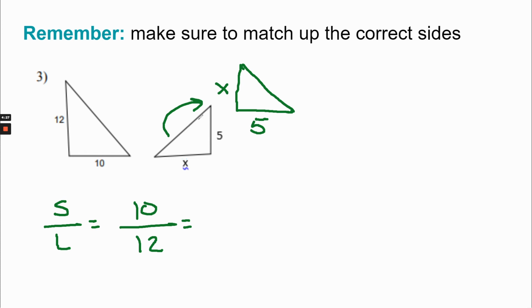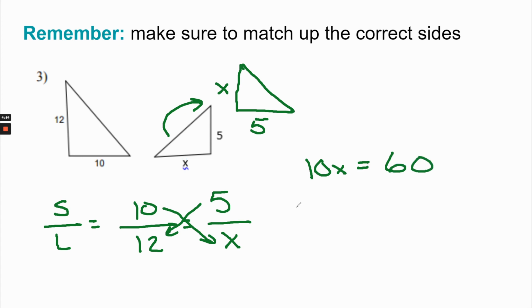In our second triangle, remember that we redrew it so it's facing the same direction. The side that matches up with the 10 is labeled 5. And then the side that matches up with 12 is labeled x. We can cross multiply, and we get 10x equals 60. Divide by 10, and we would get x equals 6.